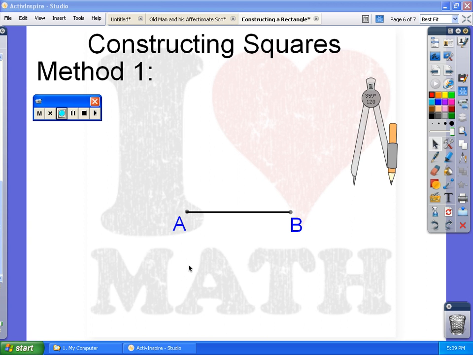Today in Math 7, students were tasked with the responsibility of constructing squares while only using a straight edge and a compass. Throughout our investigations, we practiced two different methods. I'm going to demonstrate method number 1 for you now.